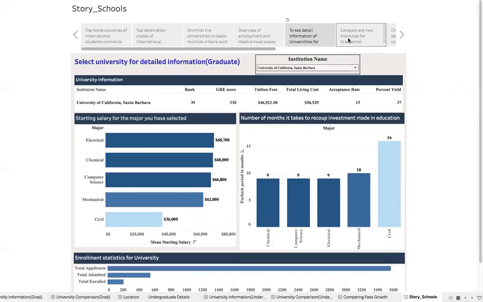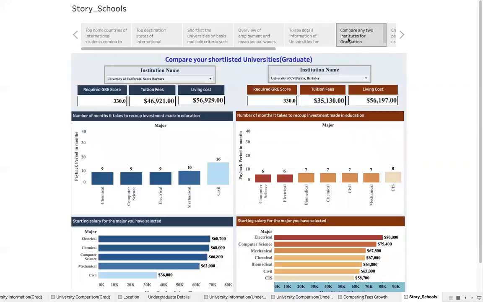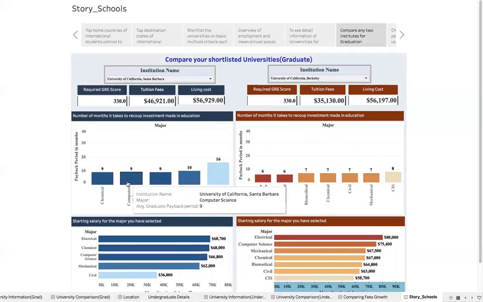Now let's say that since we have shortlisted 4 universities for Alice, she is confused between any of the two universities, or whether to apply to this or whether to apply to that. So in that case, what she can do is she can compare the universities over here. In this particular dashboard, we have maintained the important factors on which universities can be compared.